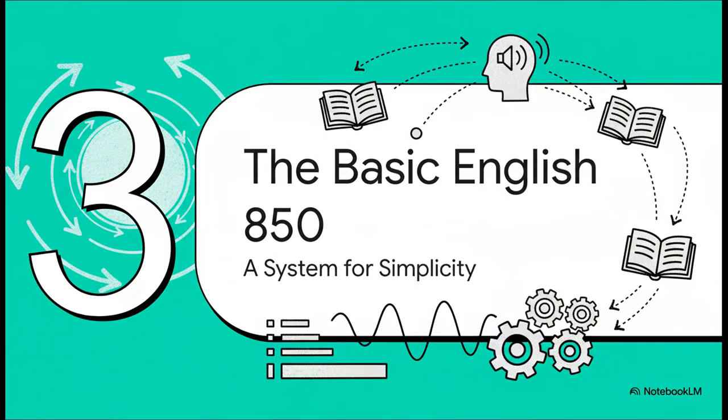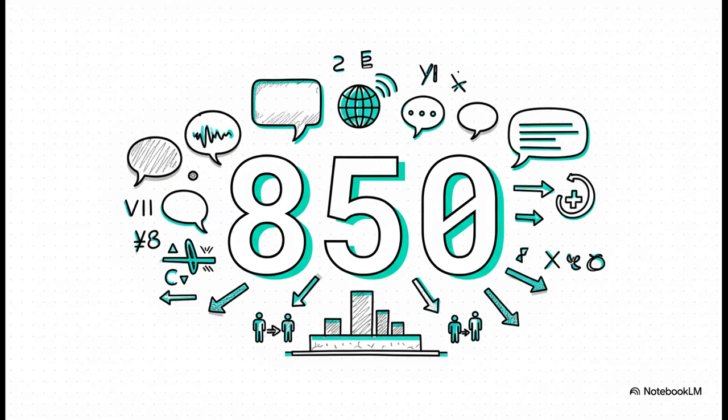Okay, so now it's time to answer that big question we left hanging. What is this list, this Basic English 850? And what's the system behind all this simplicity? This is the magic number, 850. And it's not just some random count, believe me. It is the absolute foundation of an entire system for language, a system designed specifically for clear global communication.